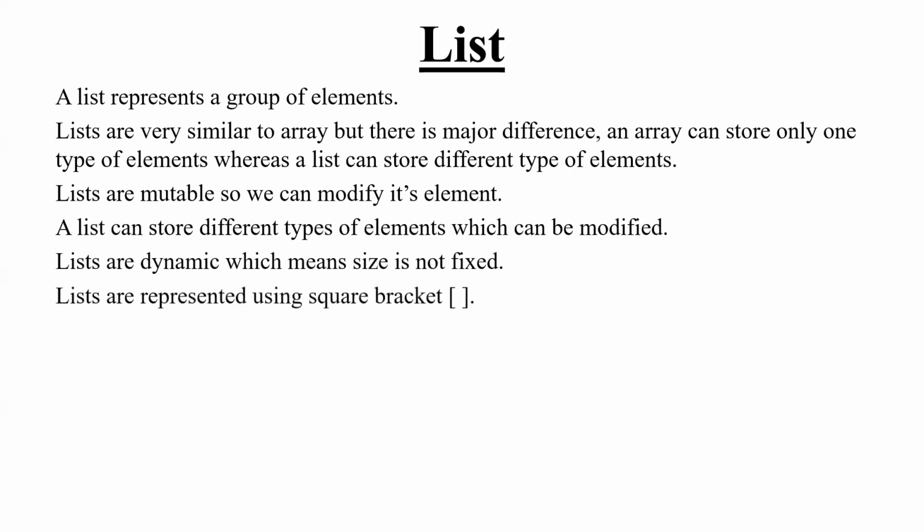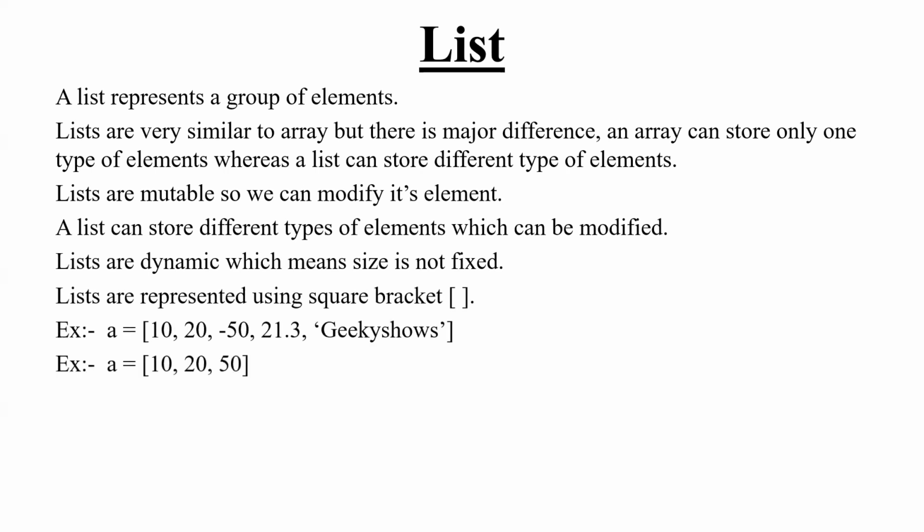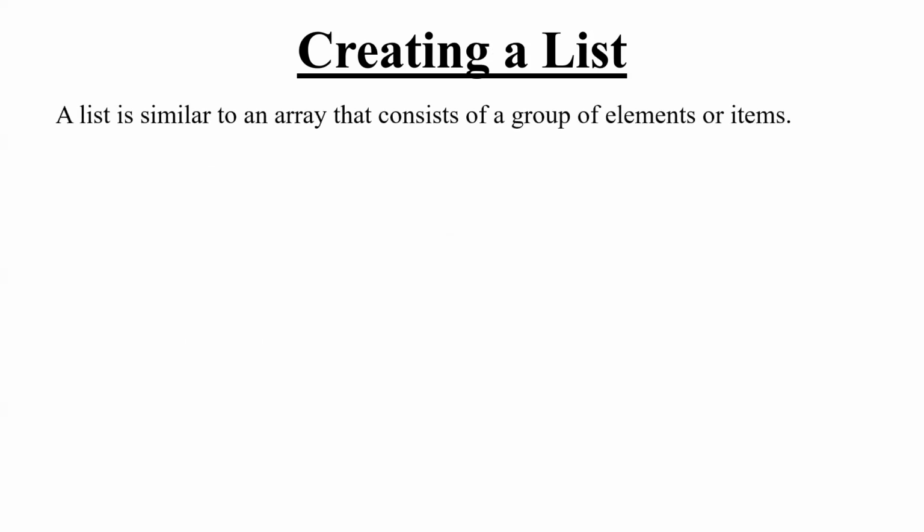Lists are represented using square brackets, and this is an example. And how do you create a list? This is how you create a list: a group of elements put together inside square brackets, and we say that it is a list. How to create an empty list, we'll see in the demonstration.